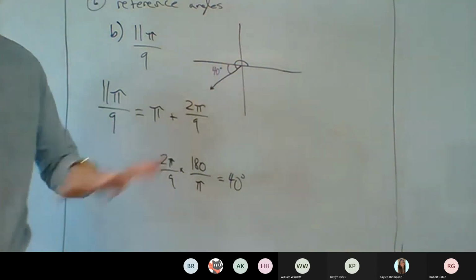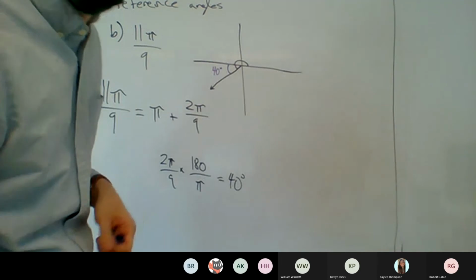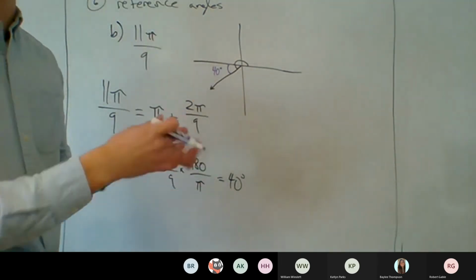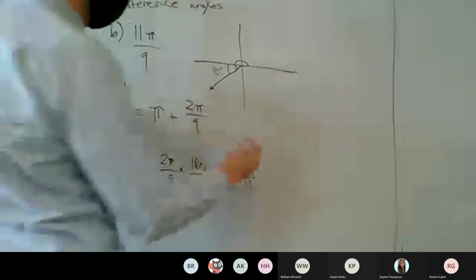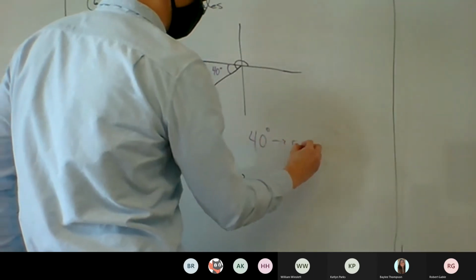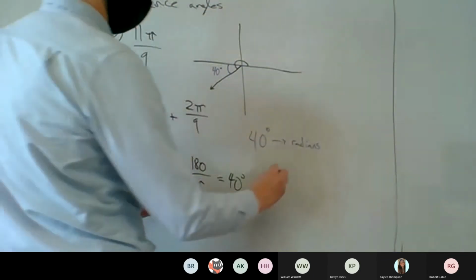But of course, I want that in radians, right? Because if they give it in radians, then your reference angle should be in radians. So you would convert 40 degrees back to radians. But we kind of already did that here, right? It's the 2 pi over 9.